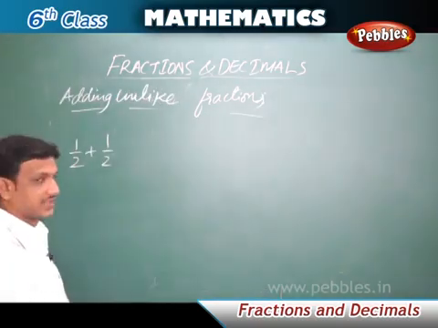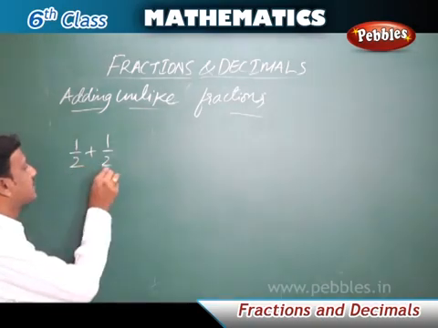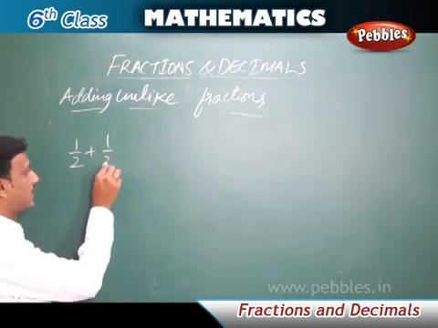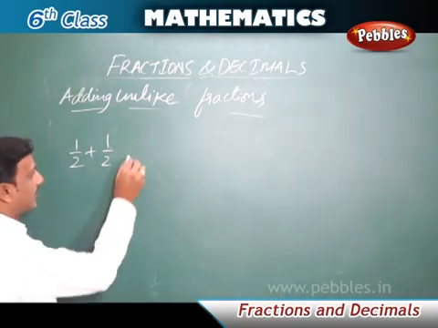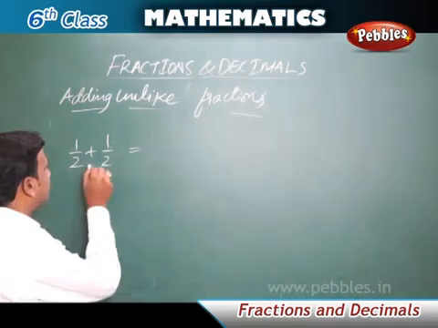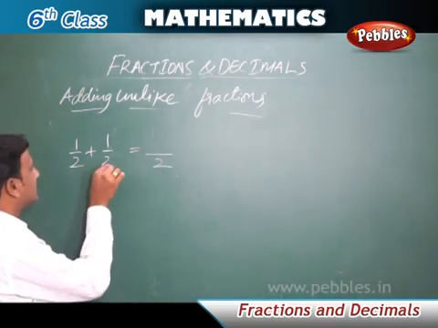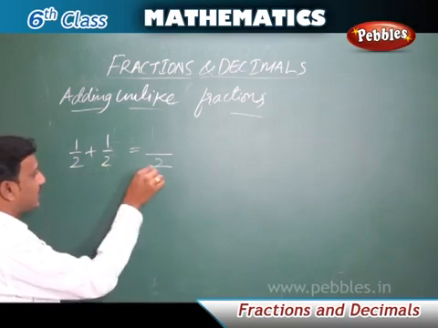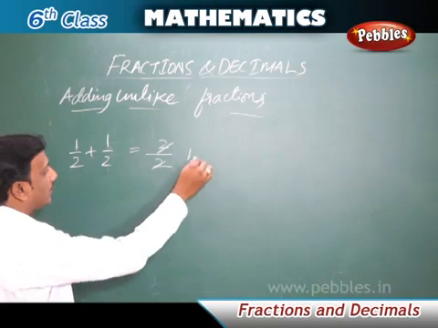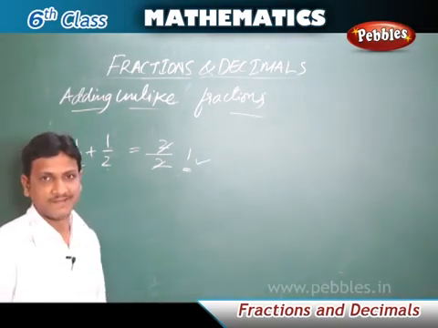Adding unlike fractions. We have seen in the previous example, if the fractions are like fractions, for example 1/2 plus 1/2, these two are like fractions. In case of like fraction addition, the denominator remains the same because in both cases it is the same number. We keep the denominator the same and the numerators are added: 1 plus 1. So this way we do the addition of like fractions.